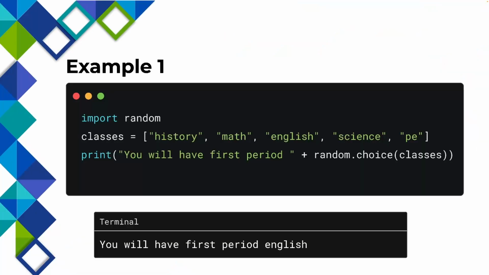Let's look at some more examples about how each of these 3 random functions can be used. For our first example, we have 5 classes: history, math, English, science, and PE. Then we will use random.choice to choose a random class that this student will have as their first period. As you can see, we type the function random.choice and pass the list classes as an argument. An example of what we could have as an output is "you will have PE first period."